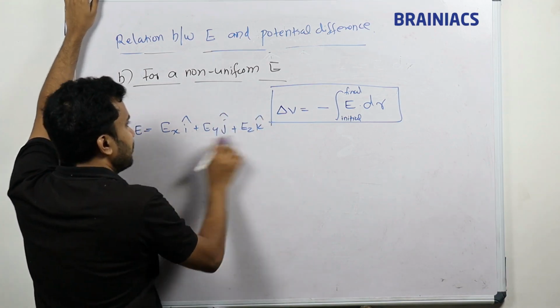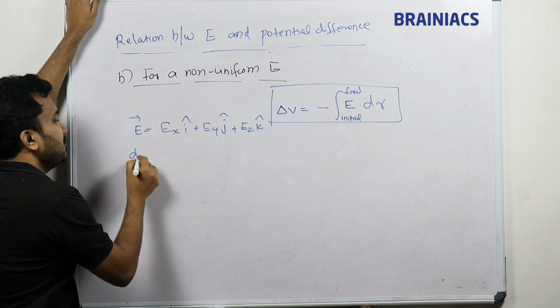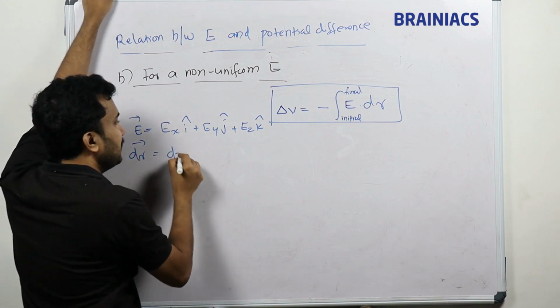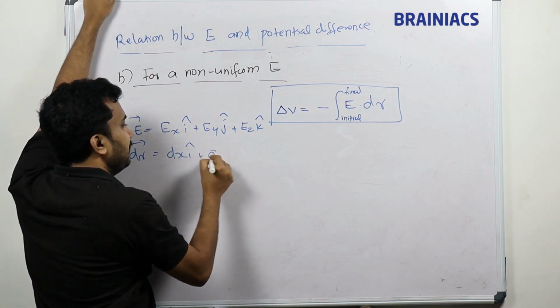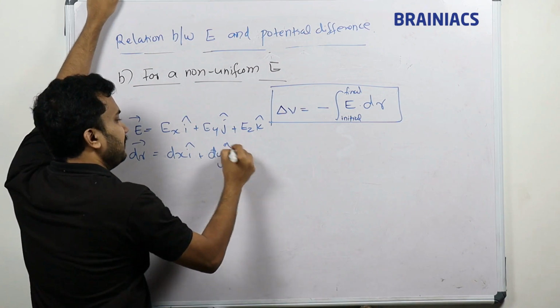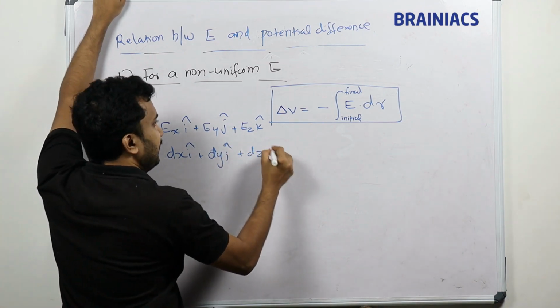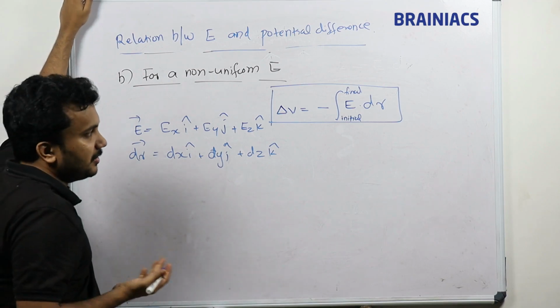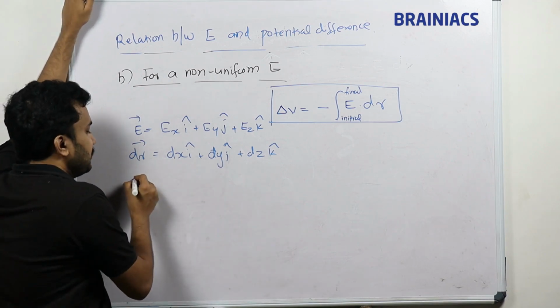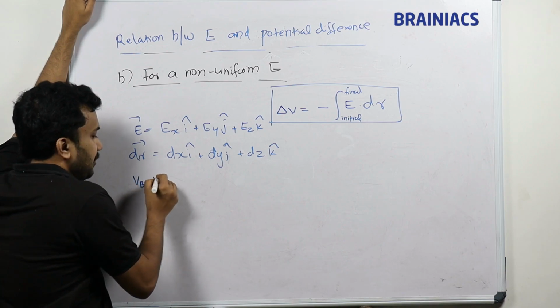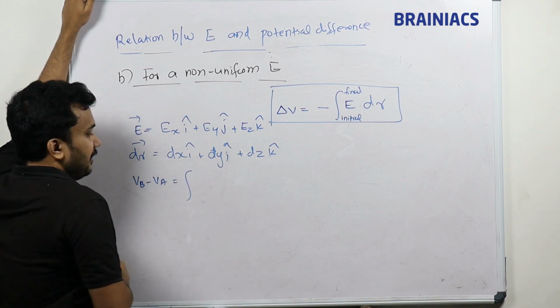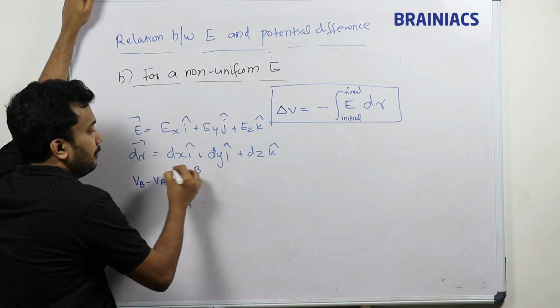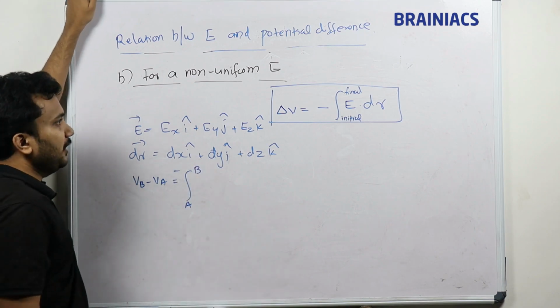So unit vectors, because electric field is a vector quantity and the distance is also a vector quantity, as I told. So dx i plus dy j plus dz k. Now if you are moving from one point to another point, maybe some initial position minus final position, so delta V, I am taking VB minus VA, which is equal to the integration from A to B of minus E dot dr.